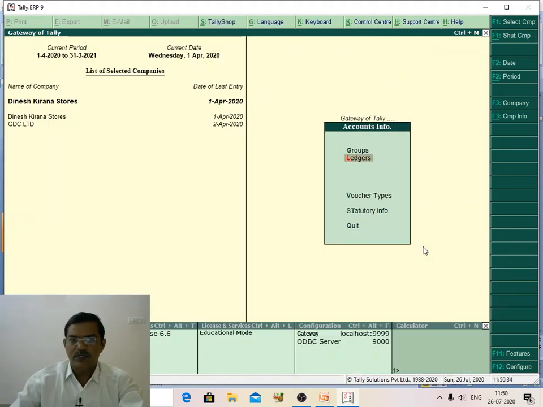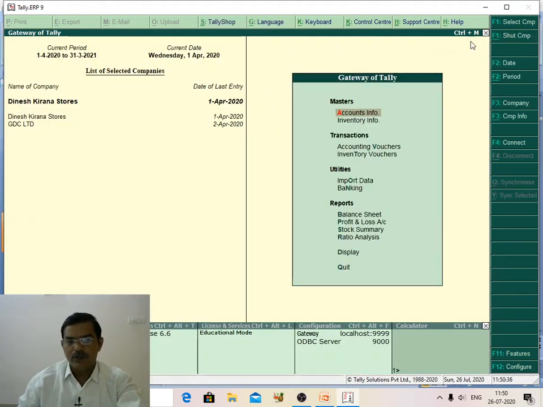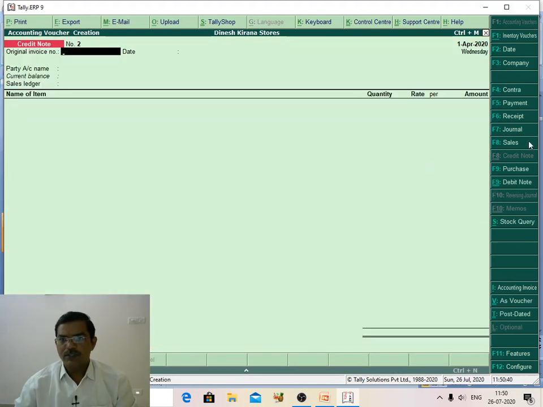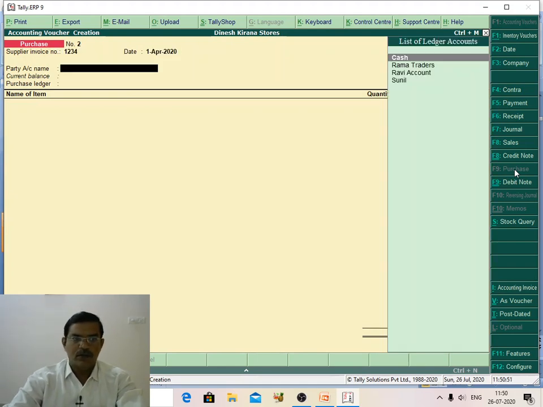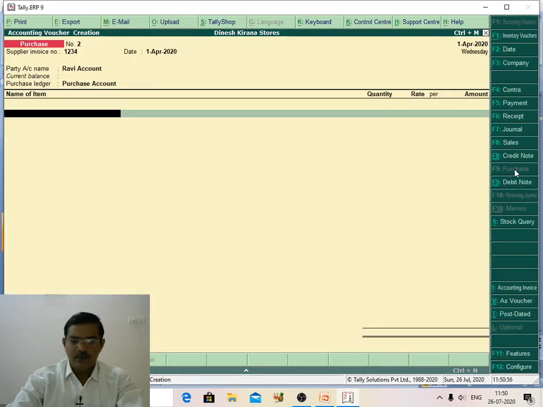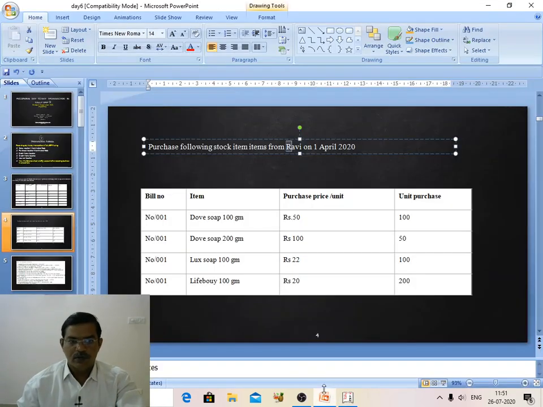Now I am going to post the transaction. How are we going to post it? Go to Gateway of Tally, Accounting Vouchers, and under F9 select Purchases. I am giving the number 1234. What is the party name? Ravi account. What is the purchase account? What are the items we bought? We bought Dove soap 100 grams, quantity 50.